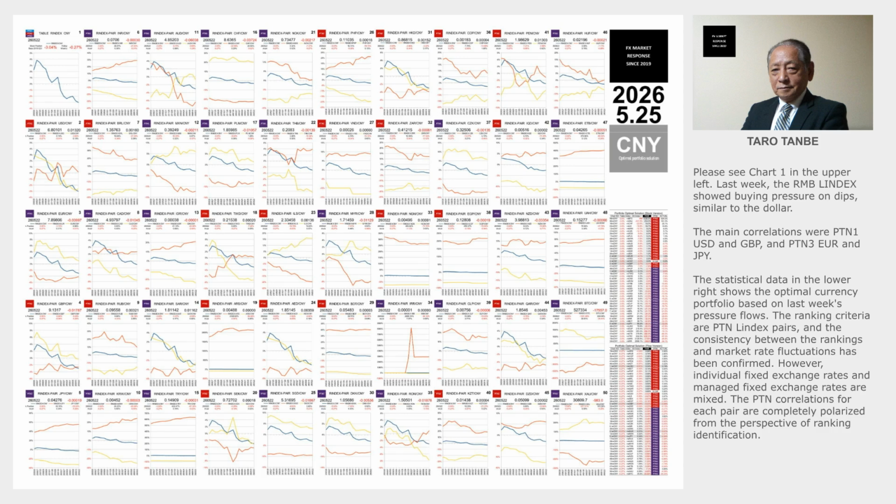The statistical data in the lower right shows the optimal currency portfolio based on last week's pressure flows. The ranking criteria are PTN Lindex pairs, and the consistency between the rankings and market rate fluctuations has been confirmed. However, individual fixed exchange rates and managed fixed exchange rates are mixed. The PTN correlations for each pair are completely polarized from the perspective of ranking identification.